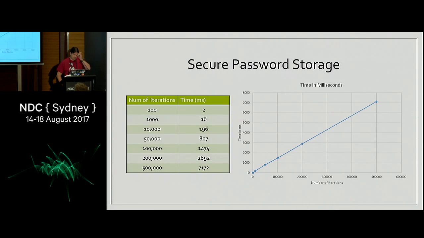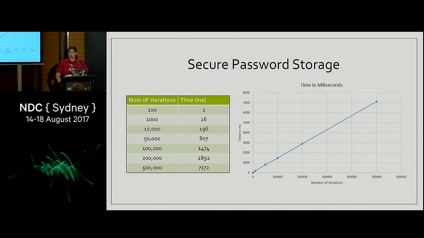So what's a good number of iterations to use? When I originally wrote this talk, probably a couple of years ago now, I did a little test on my laptop and did some timing tests. For 100 iterations, it took 2 milliseconds to hash the password. For 1,000 iterations, it took 16 milliseconds. For 10,000 iterations, it took 196 milliseconds, all the way up to 500,000 iterations, and it took just over 7 seconds to calculate.